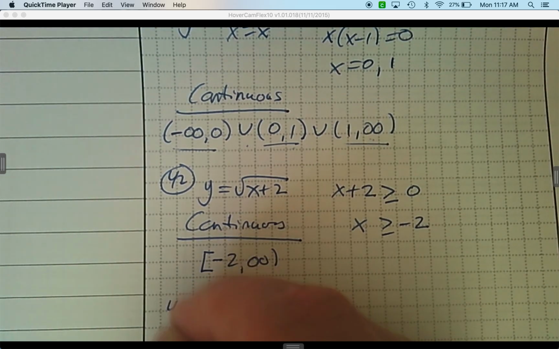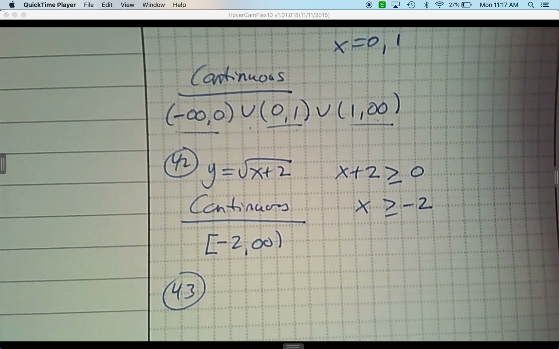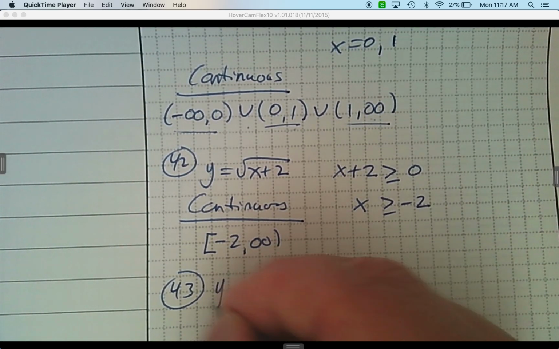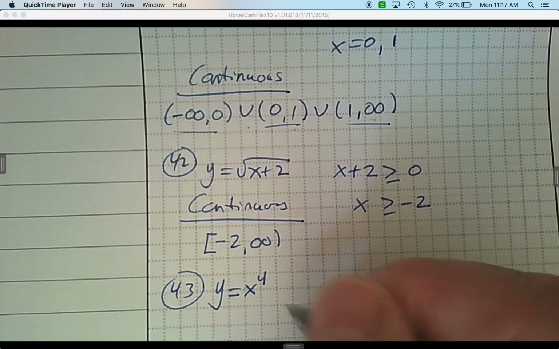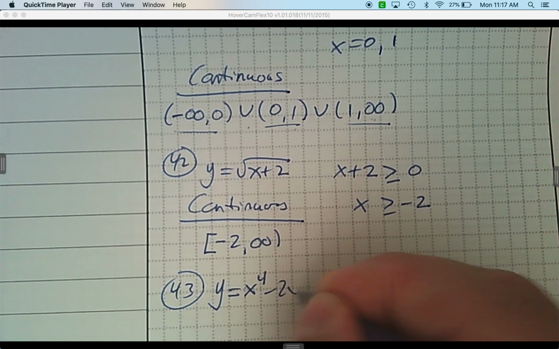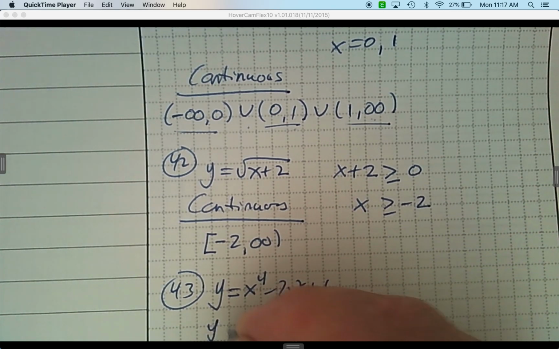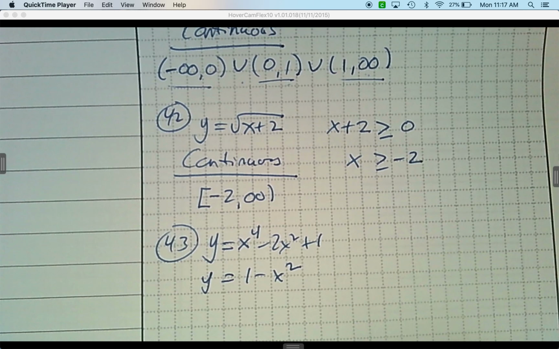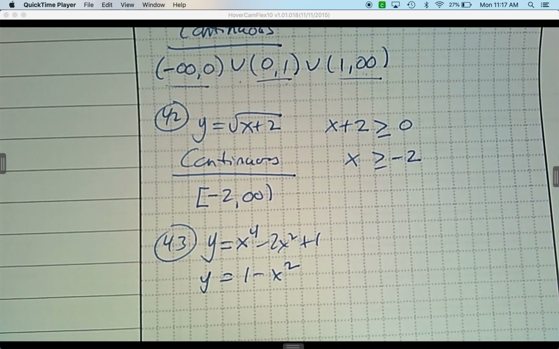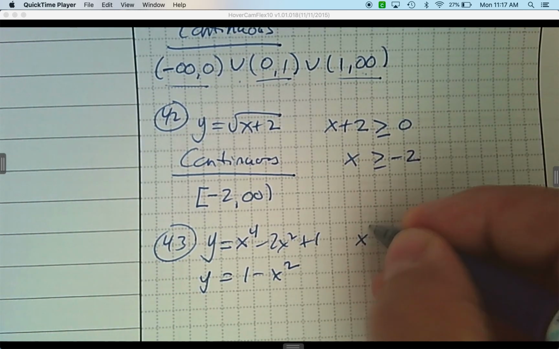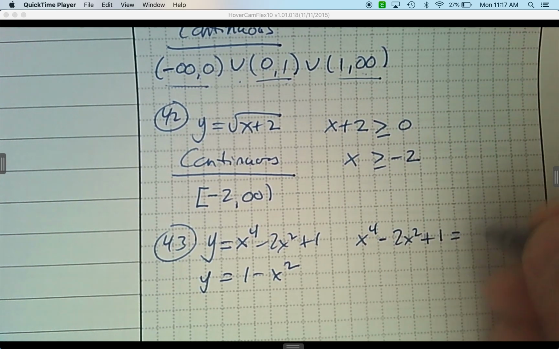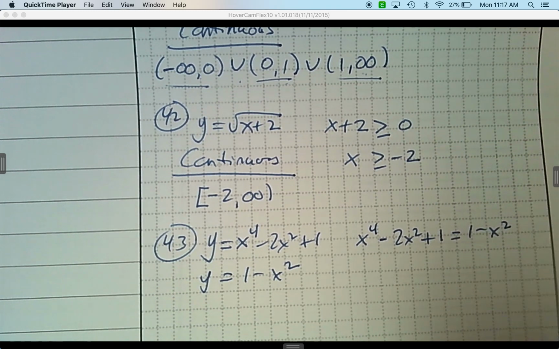43. Without using a calculator, find the points of intersection. So we have y equals x to the 4th, subtract 2x squared plus 1, and we have y equals 1 minus x squared. To find the points of intersection, we're going to make them equal to each other. So at what x value are they equal to each other? That's where the graph would intersect.